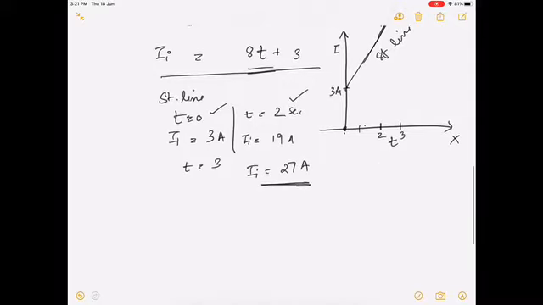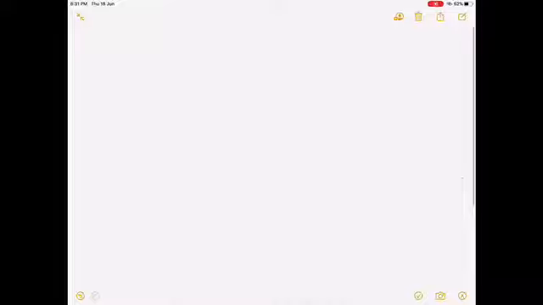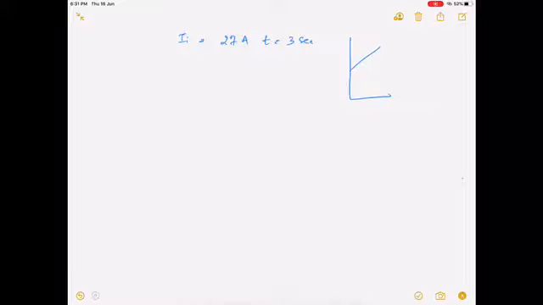So there will be a number of instantaneous currents at different time periods. The instantaneous value of current comes out to be 27 amperes when time t is equal to 3 seconds, and the line we have seen started from 3 amperes. It was a straight line in case of instantaneous current.